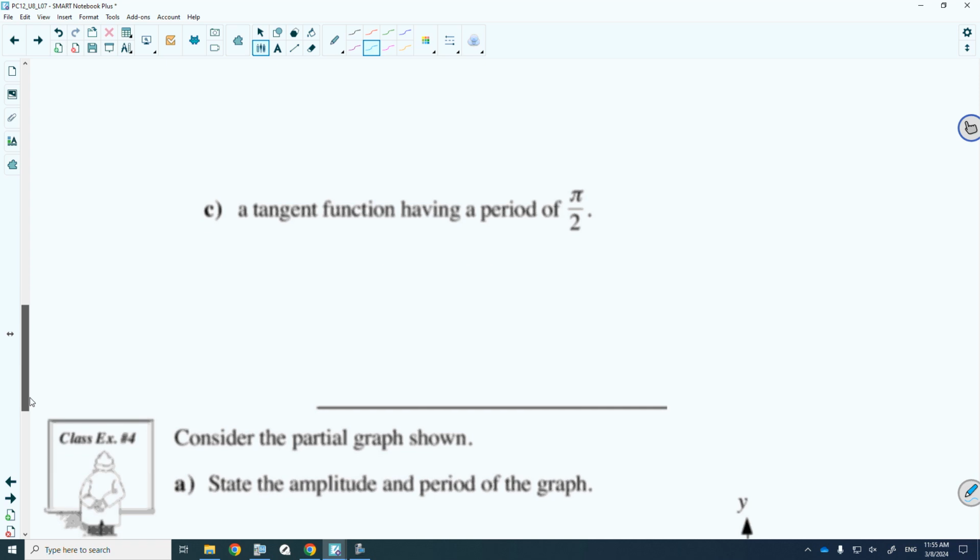And it's this guy here. So remember the equation is y equals a tan bx. This graph, they want us to draw a tan function having a period of pi over 2. Remember that the formula is period equals... Now normally, if this was sine or cosine, I'd say 2 pi divided by b. But the period for a tan graph is pi divided by b.